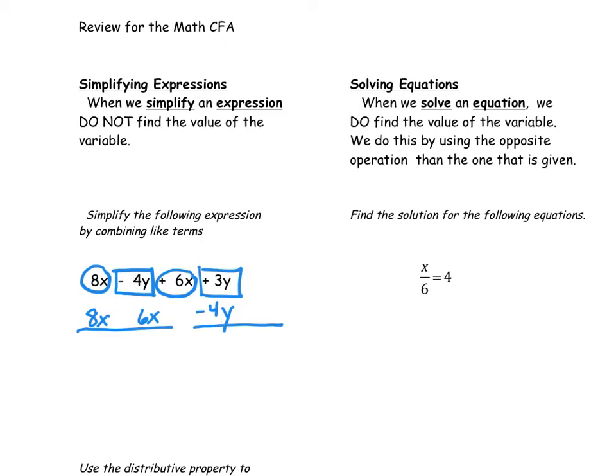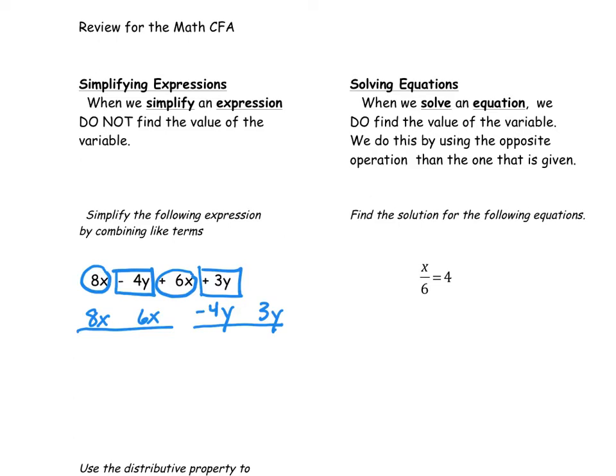You're going to notice that I'm using the operation sign as a positive or negative. For instance, I'm writing the 3y as a positive because there's a plus sign, and I wrote the 4y as a negative 4y instead of minus 4y. So now I'm ready to combine the two pairs of like terms.